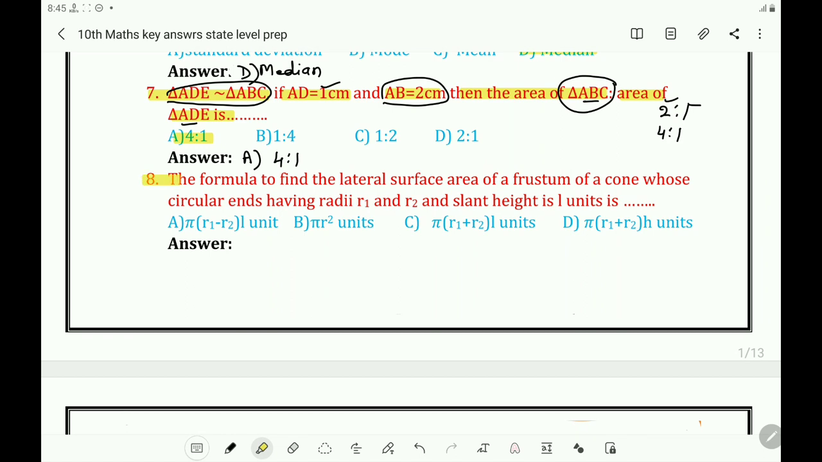Next, you take question number 8. The formula to find the lateral surface area of a frustum of a cone whose circular ends have radii R1 and R2 and slant height is L units. So you must know the formula to find the lateral surface area of the frustum of a cone. If the slant height L is given and the radii of the circular bases are given, that is pi into R1 plus R2 into L.